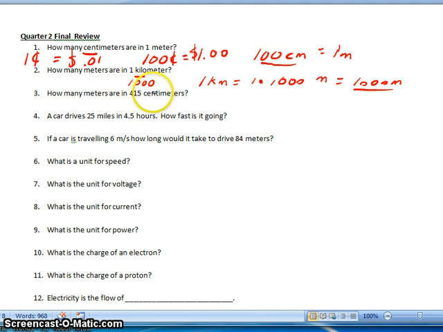How many meters are in 415 centimeters? Well, that's like saying how many dollars are 415 cents. You guys should all know that 415 cents is $4.15.